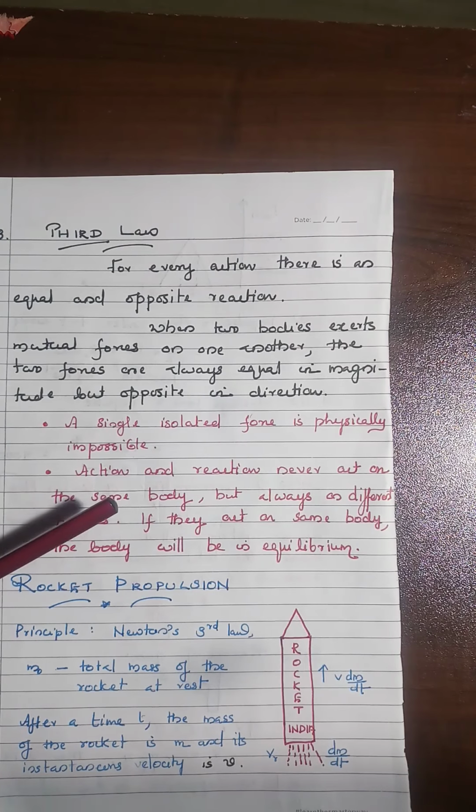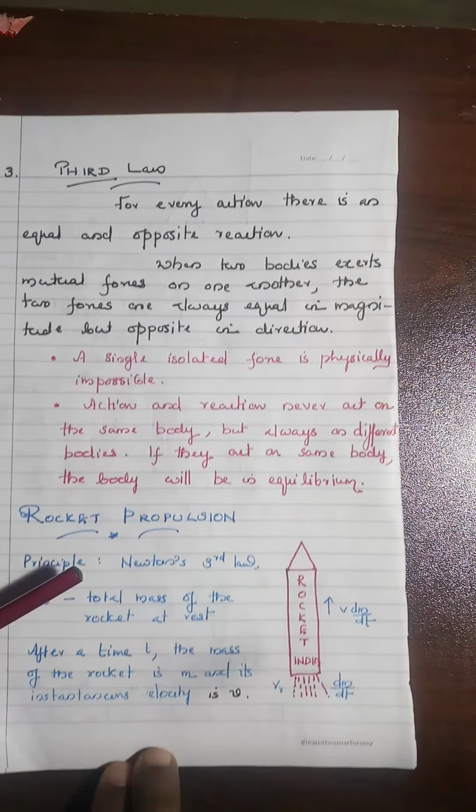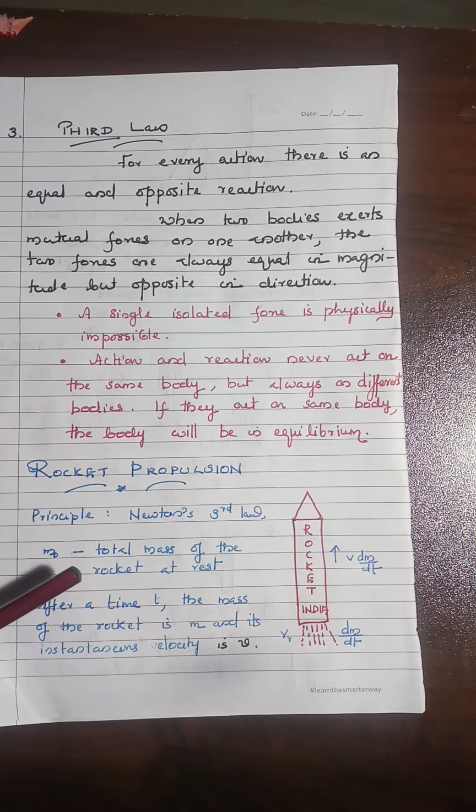The action and reaction never act on the same body, but always on different bodies. If they act on the same body, the body will be in equilibrium. So there is a concept to keep in mind. A very good application is rocket propulsion. We can just go through some relations.